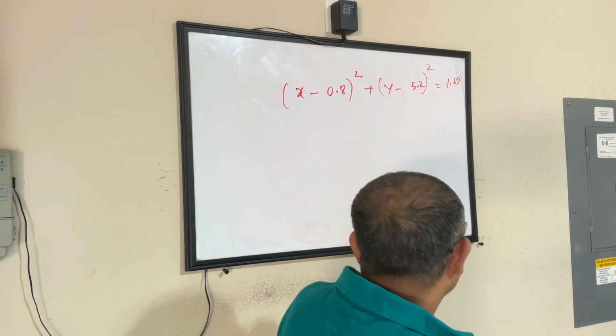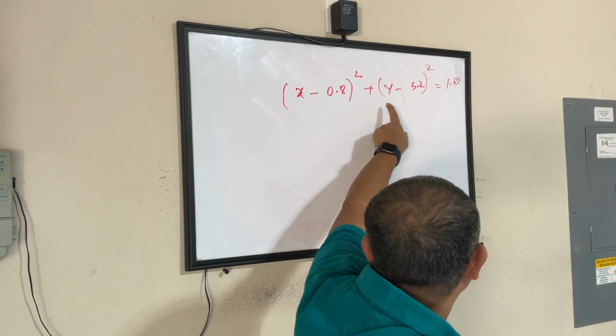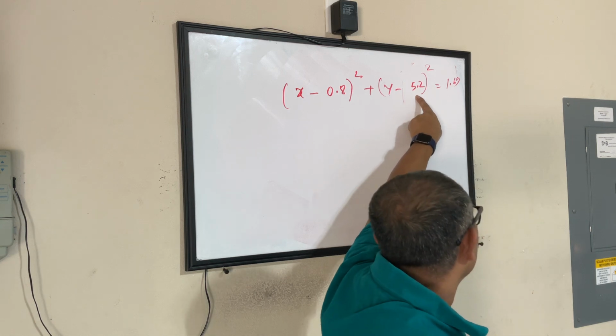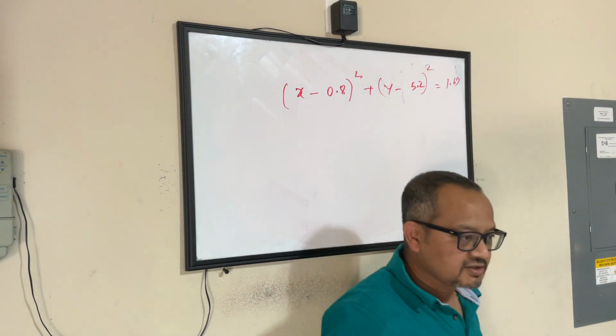I'm reading the question one more time. The equation of the circle is (x - 0.8)² + (y - 5.2)² = 1.69. How long is the radius of the circle? What is your answer?